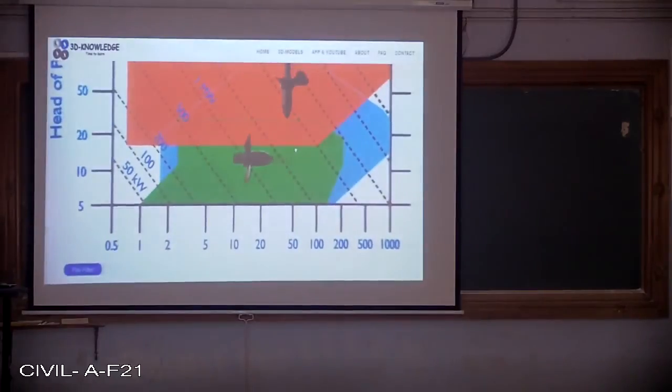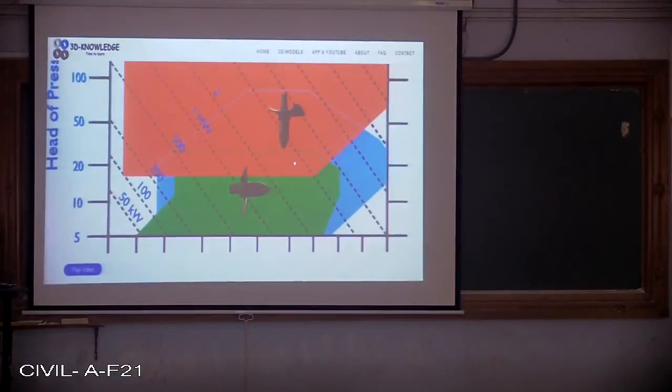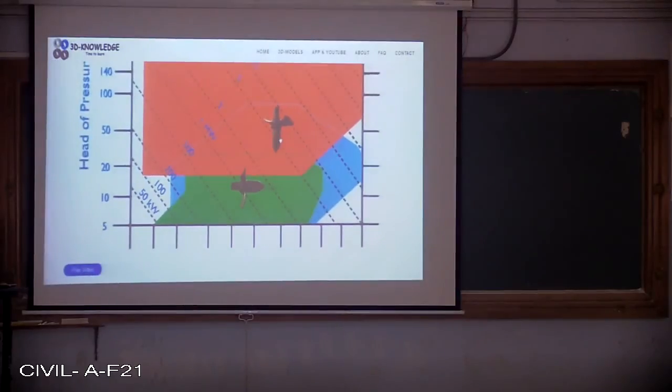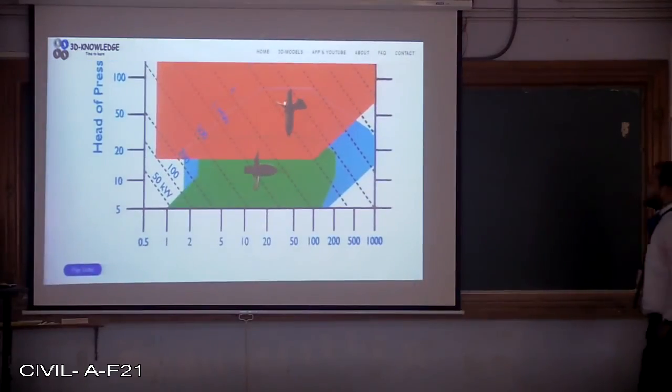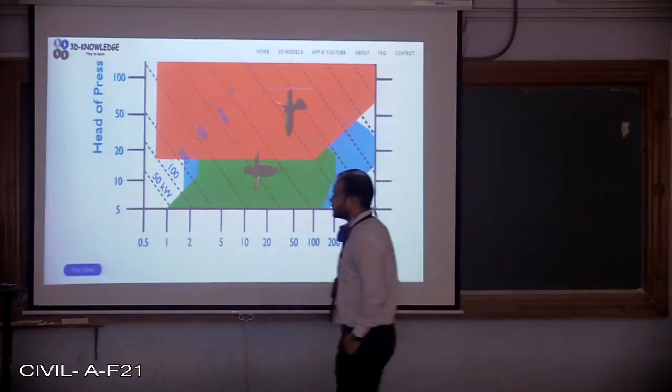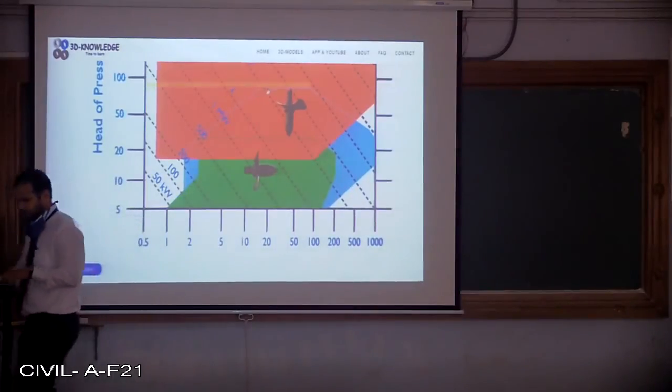If we go a little bit higher up the food chain here, or a little bit higher up the graph, should I say, we've got a vertically orientated Kaplan turbine. Now, notice that this guy can operate to a much higher head of pressure. He's up here and around about there.